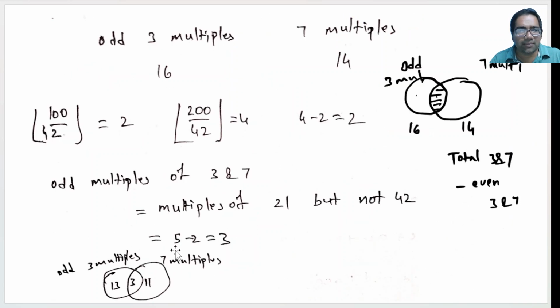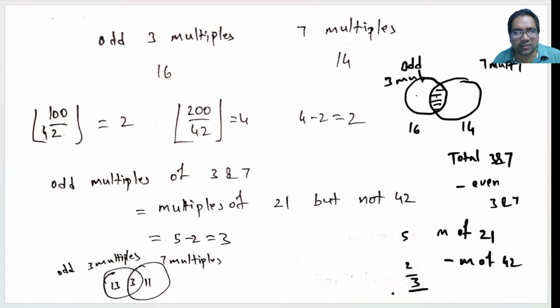So this 5 minus 2, total 3 multiples are the odd multiples of 3 and 7. Right, please understand this. Total odd multiples means total multiples of 3 and 7 minus even multiples of 3 and 7. That means multiples of 21 minus multiples of 42, between 100 and 200. This is 5 and this is 2. So this is 3. Right. So total odd multiples of 3 and 7 is 3.